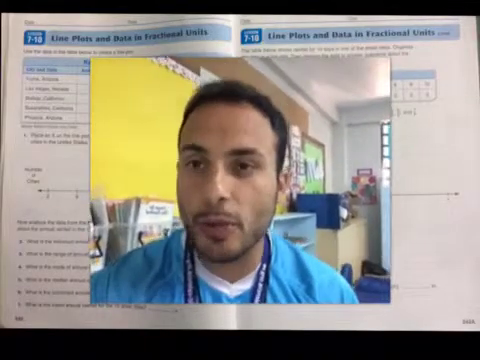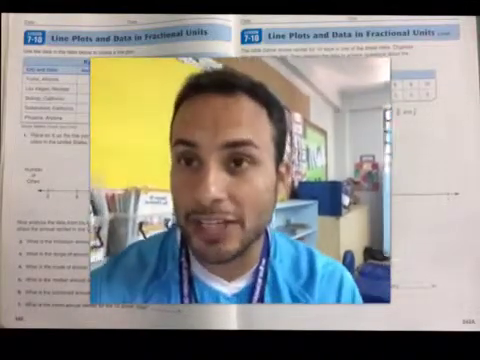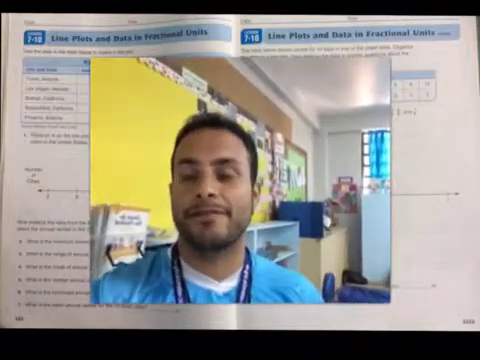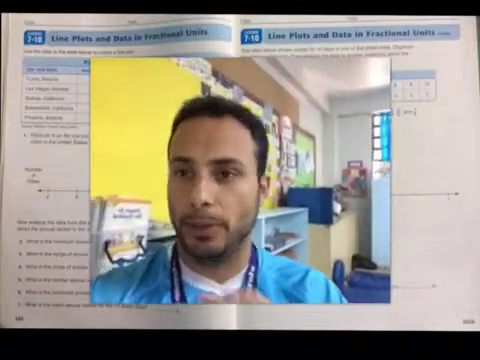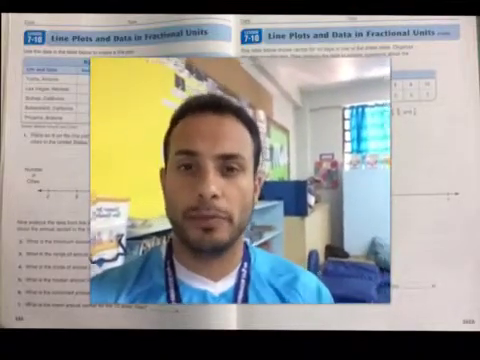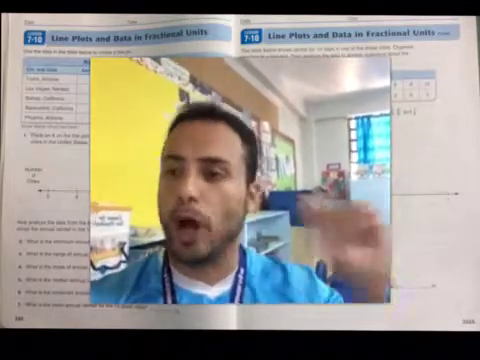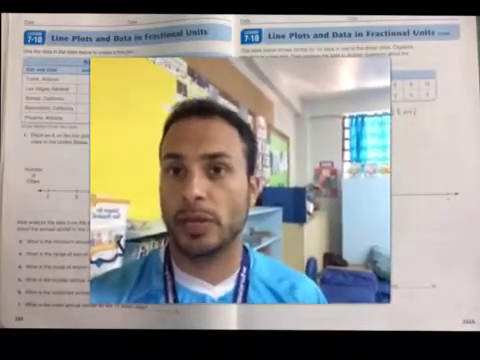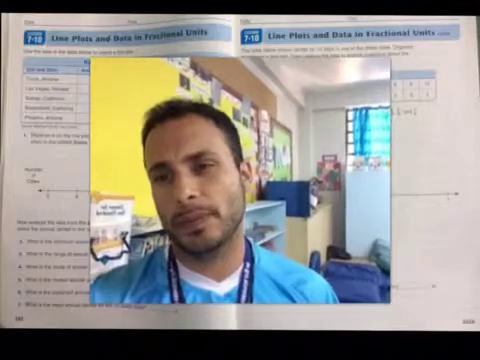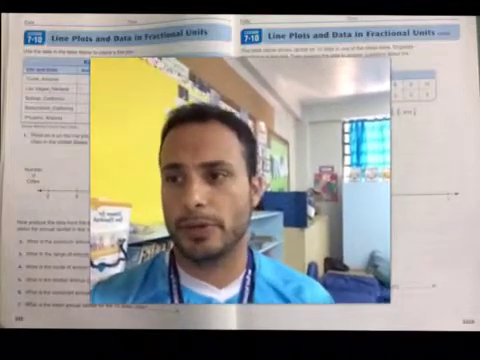Hello boys and girls, and welcome to lesson 7-10, line plots and data in fractional units. Line plots, meaning organizing your information on a line, you plot the information. This is how we are going to organize it. And fractional units means we're working with fractions and mixed numbers.